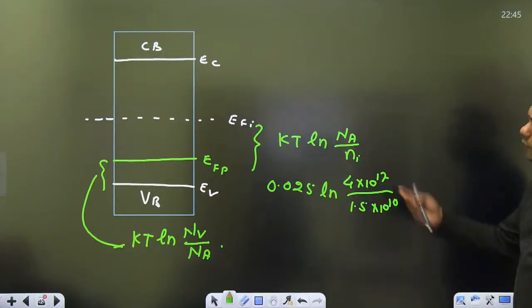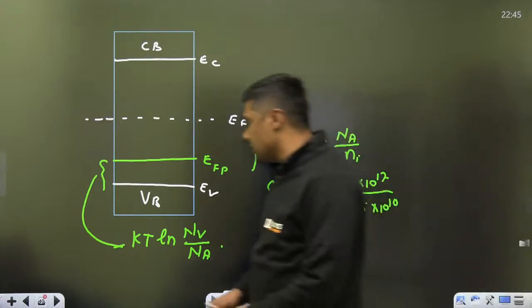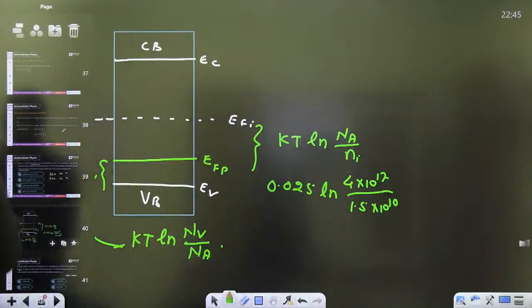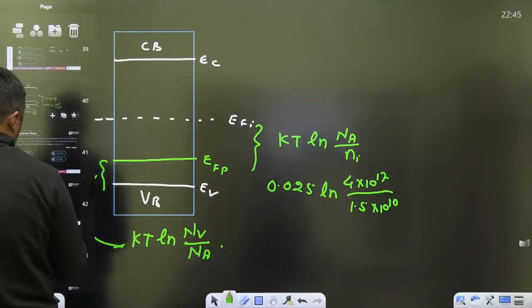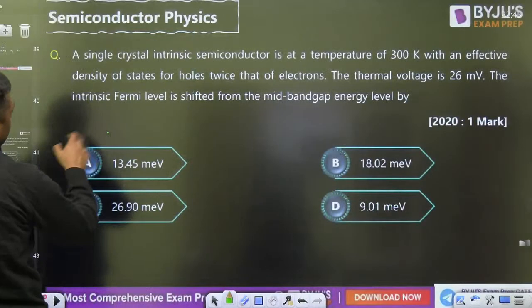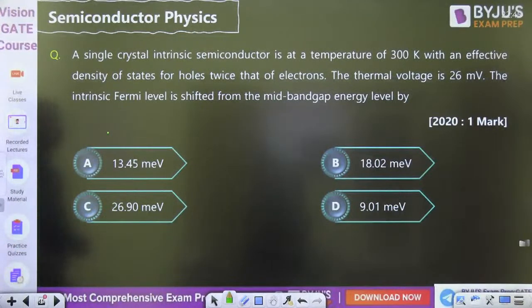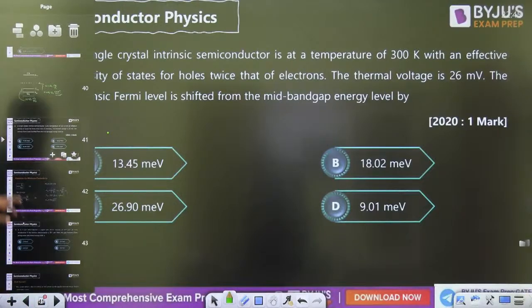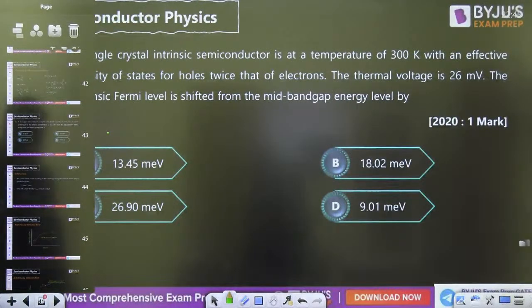Then there are a number of questions on the same formula. Go through the previous year questions, that is an important one. Okay, for example, that is another one. You can go through that. In 2020, only a 1 mark question, you can solve. And then the next topic is what?